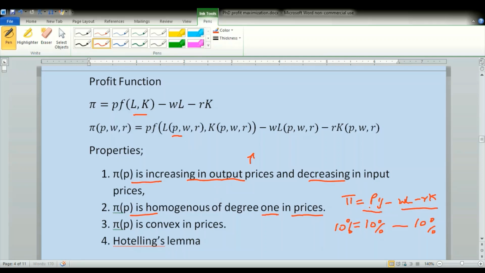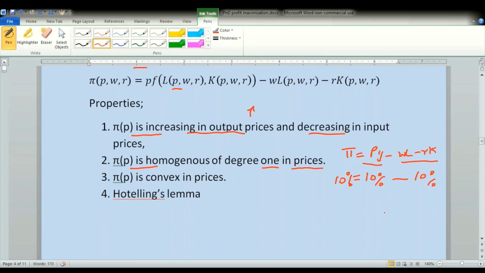Let's take a numerical example, if you are still in doubt. Suppose that revenue was equal to 1000, and suppose that labor cost plus capital cost was say equal to 600. Now if output price increases by 10%, this means that revenue will be increasing by 10%, and it will become 1100.